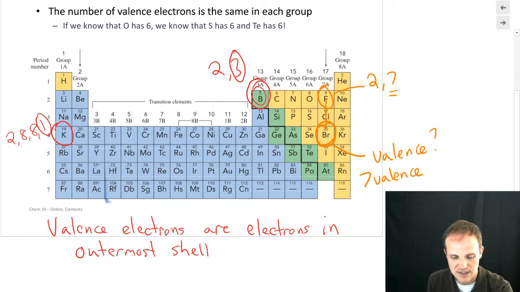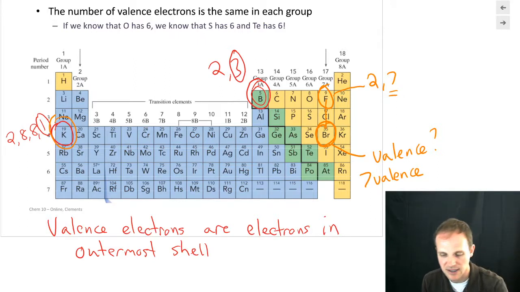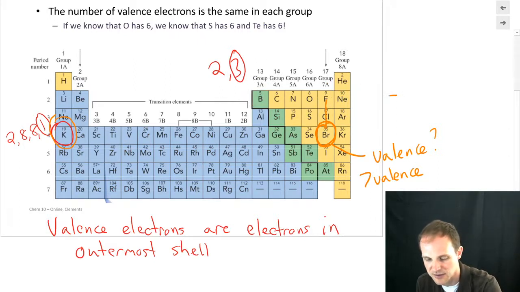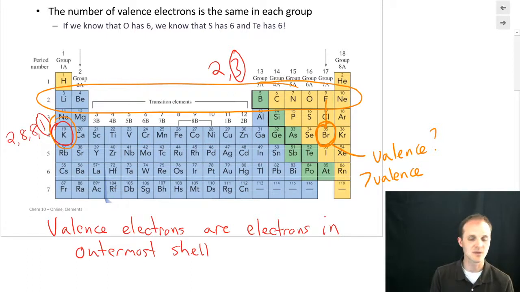Over here on the left, we did potassium just a moment ago. One valence electron. Lithium, one valence electron. Sodium, one valence electron. Rubidium, one valence electron. Everybody in the same group. And that makes finding valence electrons really easy. What I personally do is I always pay attention simply to row number 2 on the periodic table. I always calculate my valence electrons by looking at row number 2.